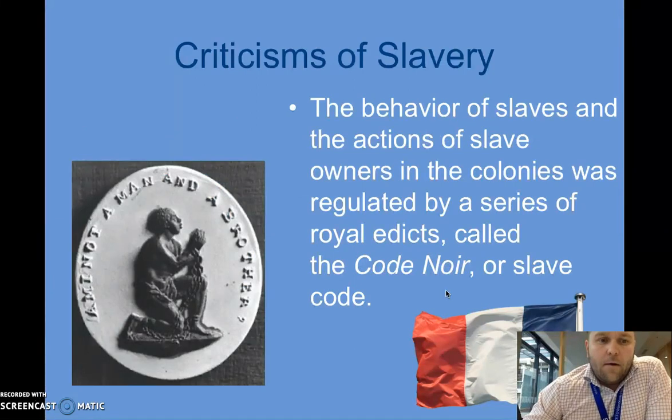I want you to think now in terms of the worldview. There were definitely criticisms of slavery at this point in time. We have this famous anti-slavery abolitionist propaganda, which spread through France, England, and of course the Americas. I think it originated from the Quakers. Here we go: "Am I not a man and a brother?" and a picture, of course, of an enslaved person in chains.